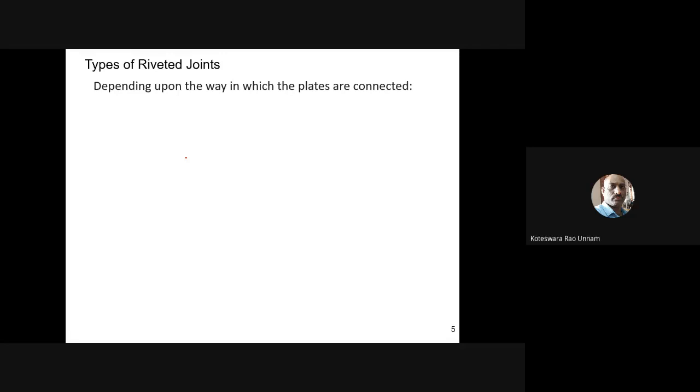Depending upon the way in which the plates are connected, the joints are classified into two categories. They are lap joint and butt joint.